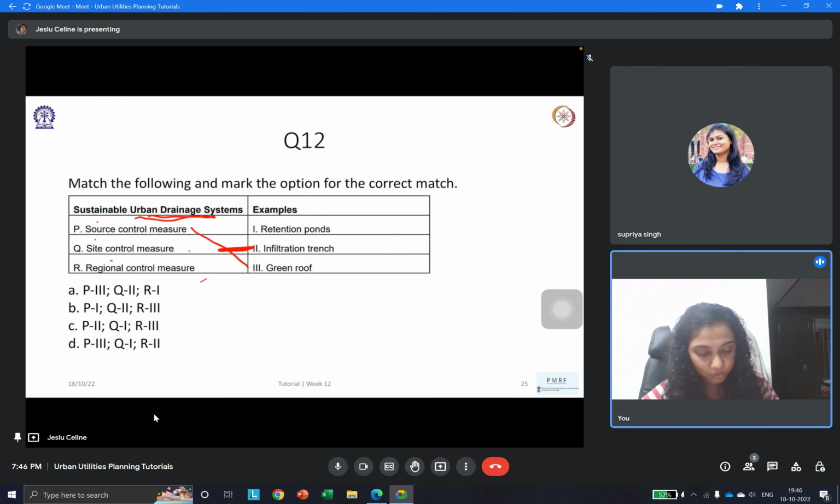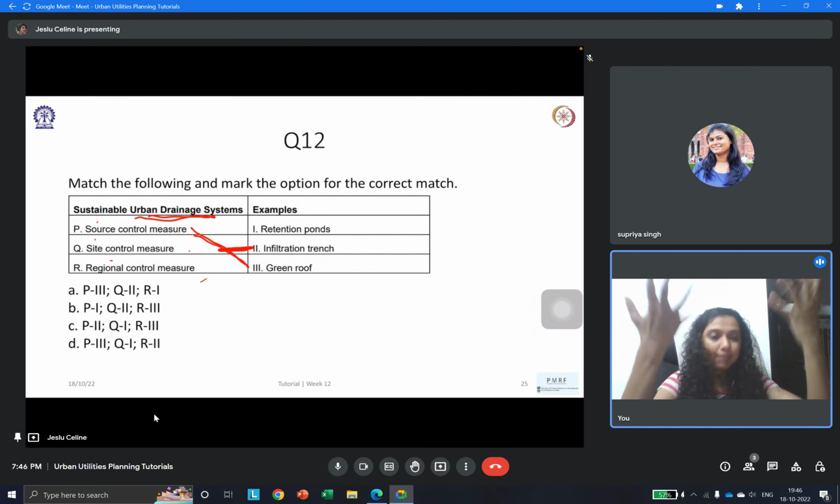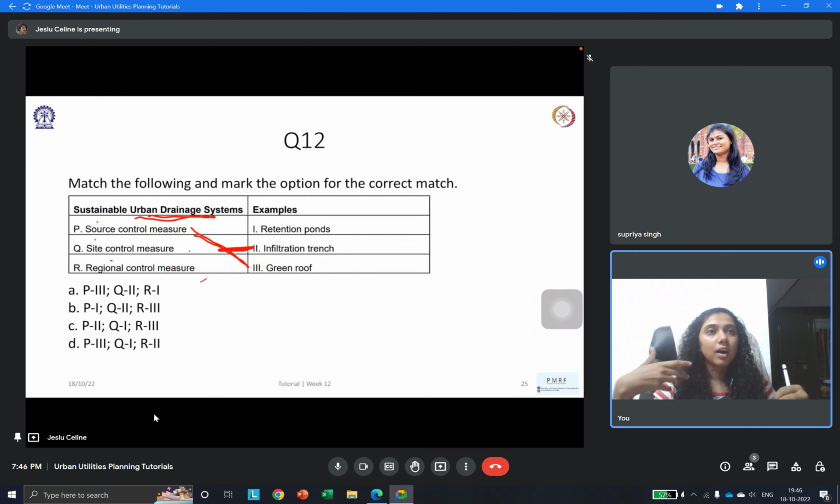So that is actually a source control measure. The roof is mainly where we are getting the rain from, so it's a source control measure because there itself you're controlling it. Whatever water is falling on that roof, you're utilizing it for the growth of plants. Even if you are harnessing that water, you're purifying it, because it passes through so many layers. So that's a source control measure. You're controlling it at the source, and it's more at an individual level, not at a regional scale.